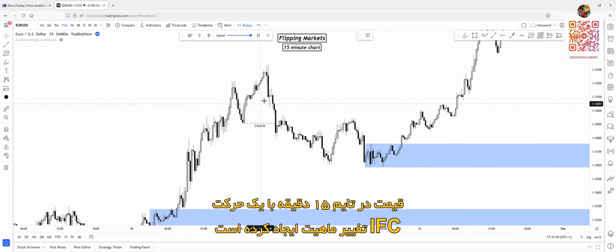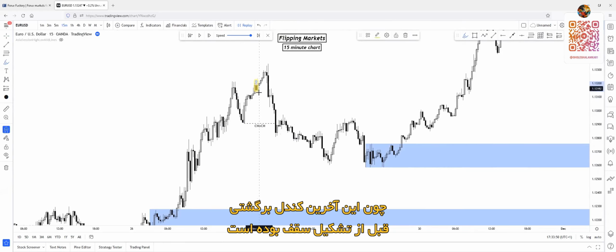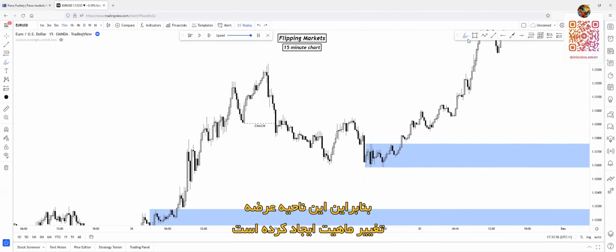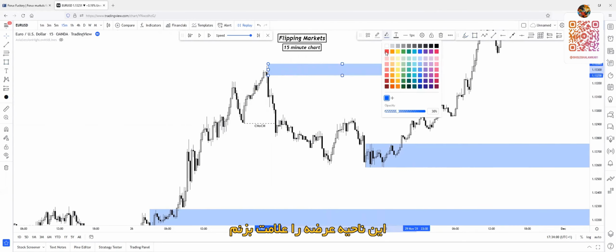So price changed character on the 15-minute chart with an inefficient push, as you can see. Actually, the first change of character happened here because this was the last upside candle and the last reverse before the last high has been reached. And this supply zone changed that character. I will just mark that supply zone here.